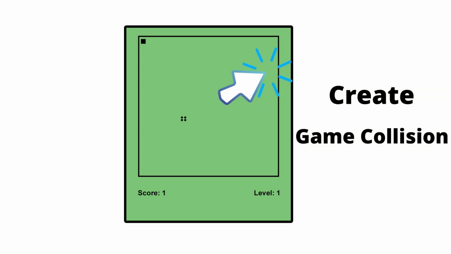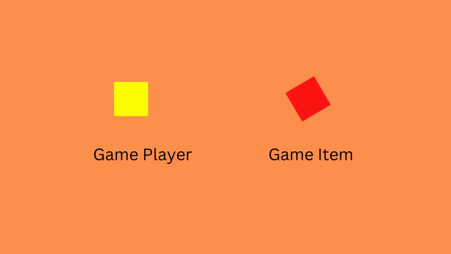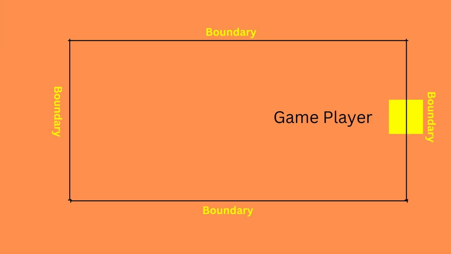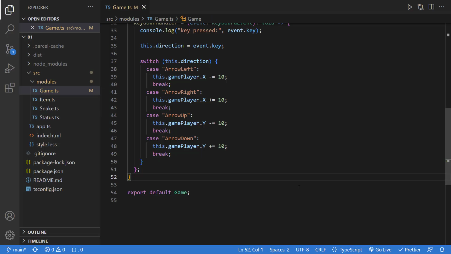In this chapter, we will talk about how to handle collision in our game. There are two scenarios. First one, game player collides with game item object. Second one, what should we do if game player moves out of game stage boundaries?